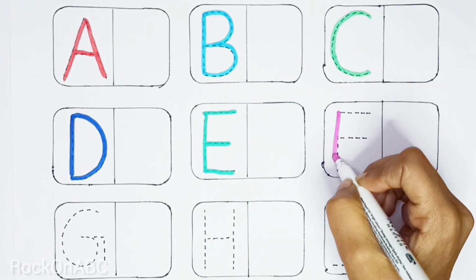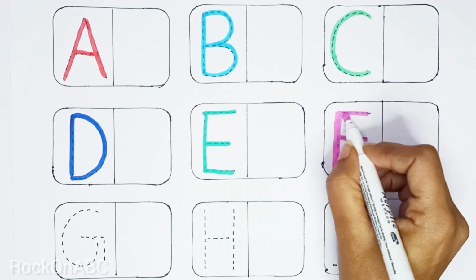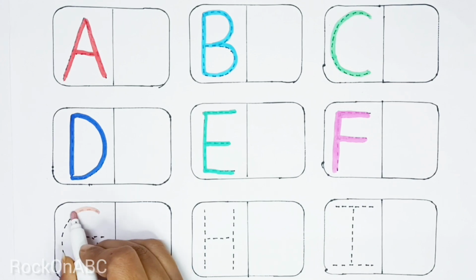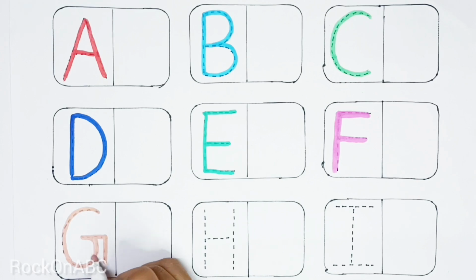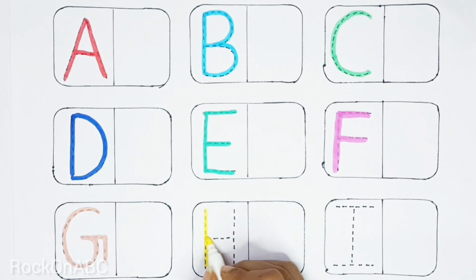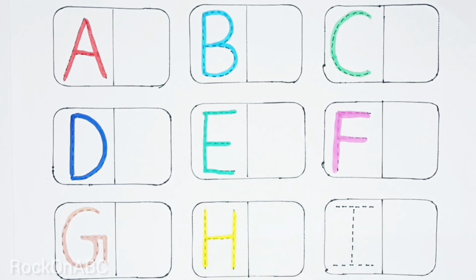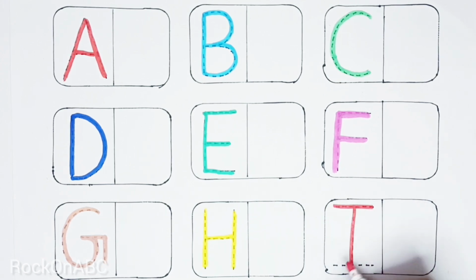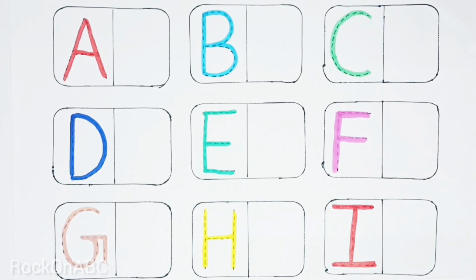Pink color F. F for fish. Brown color G. G for grapes. Yellow color H. H for hen. Red color I. I for ink pot. Let's revise.